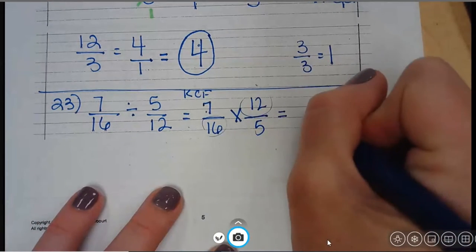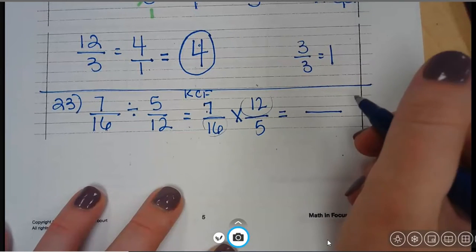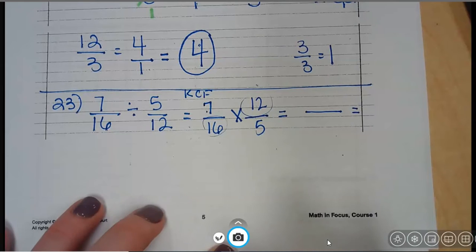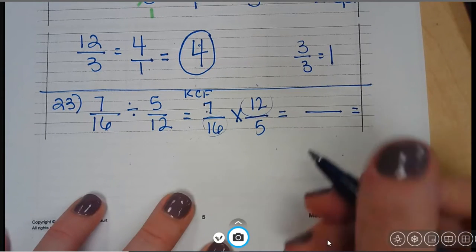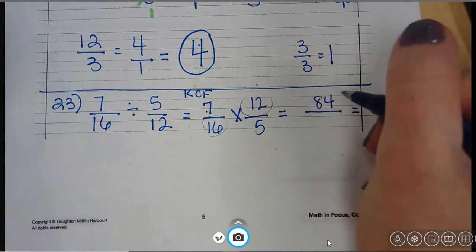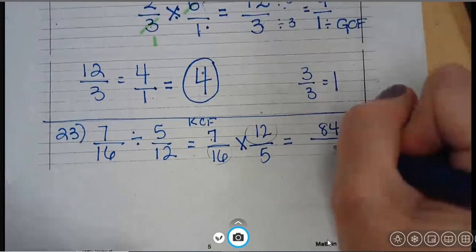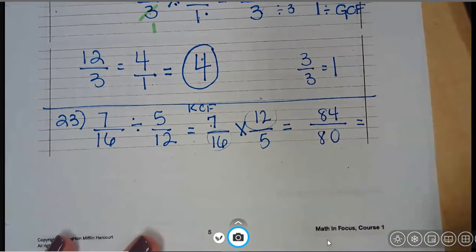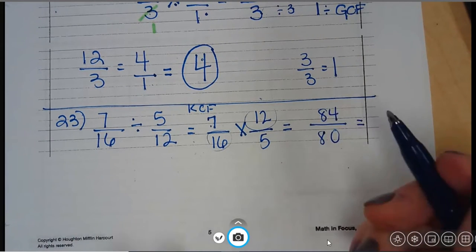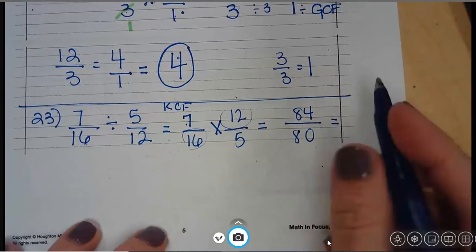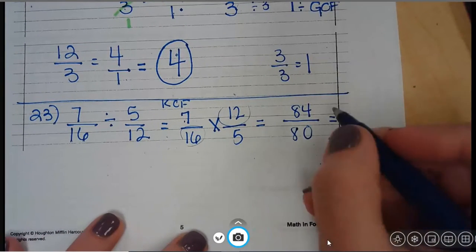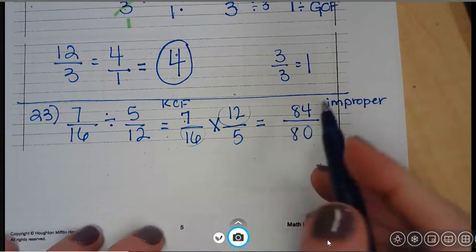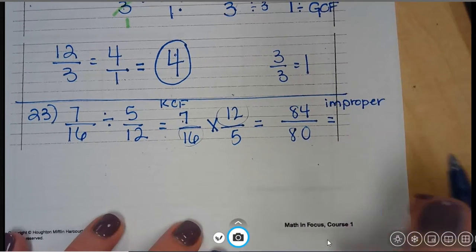So you could just multiply straight across. Find your answers here. So you would have 84 and 80. And then you can see that this is improper. It's an improper fraction because the numerator is larger than the denominator.